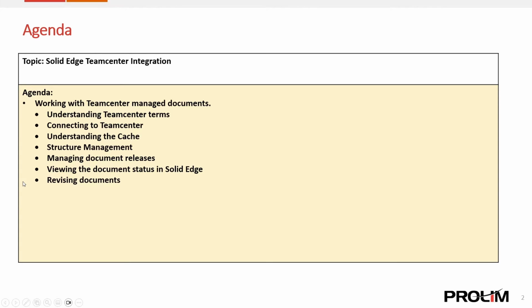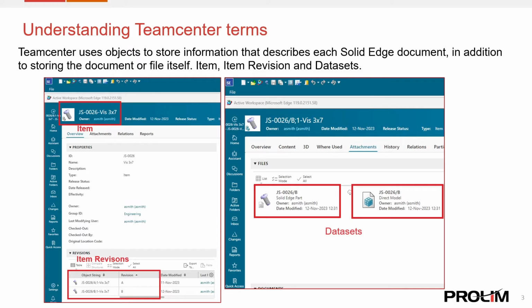Let us start by understanding some of the basic Teamcenter terms. Teamcenter uses objects to store information that describe each Solid Edge document in addition to storing the document or file itself. An item is a commonly used workspace object that captures the metadata describing all the associated revisions. An item revision captures the item revision specific metadata. A dataset captures the document specific metadata and it holds the physical document itself.